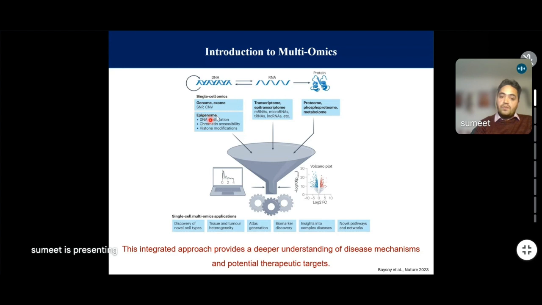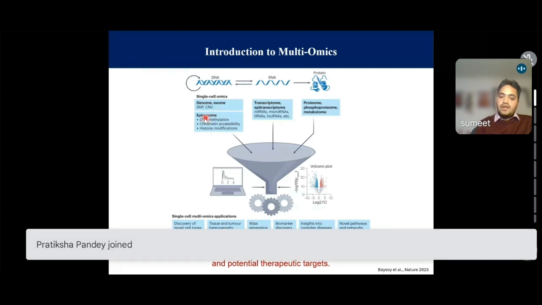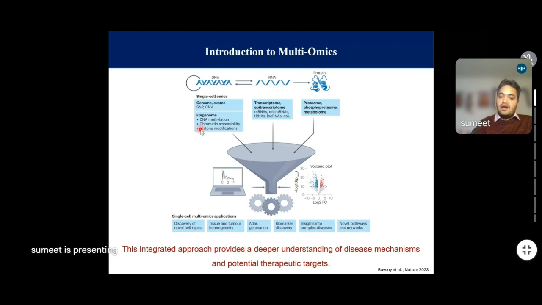Now, if we take those three different segments, DNA, RNA, and protein, we can categorize different omics technologies. For example, genomics or whole exome sequencing, or epigenome, meaning looking at the DNA methylation or chromatin accessibility, histone modification. If we look at RNA, we can do transcriptomics, we can look at mRNAs, microRNAs, tRNAs, long non-coding RNAs, and we can look at proteins by looking at the whole protein expressed in a cell or in a health versus disease setting.